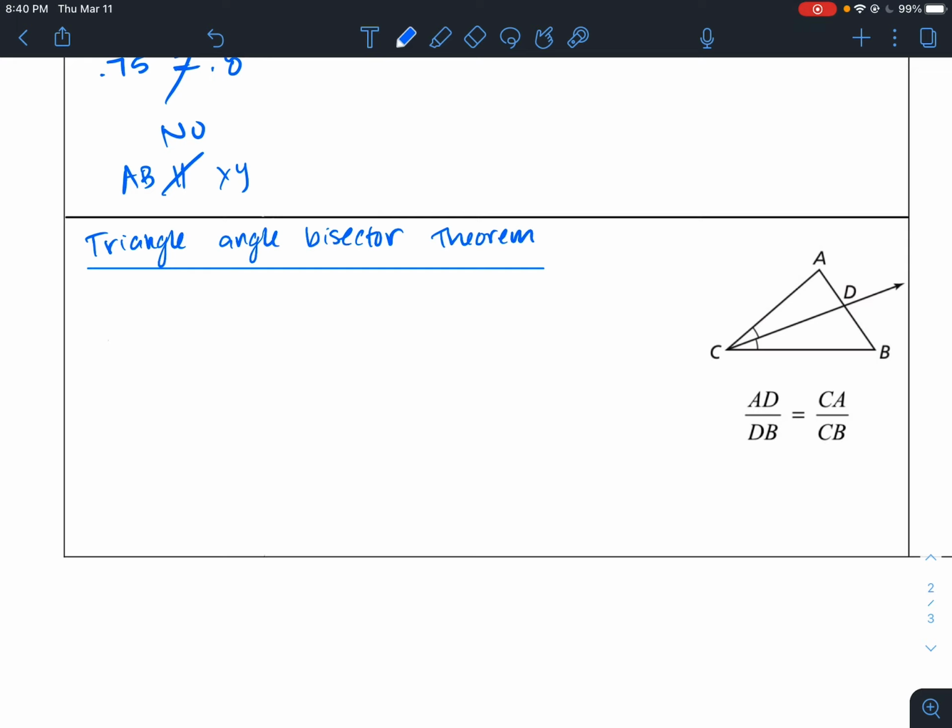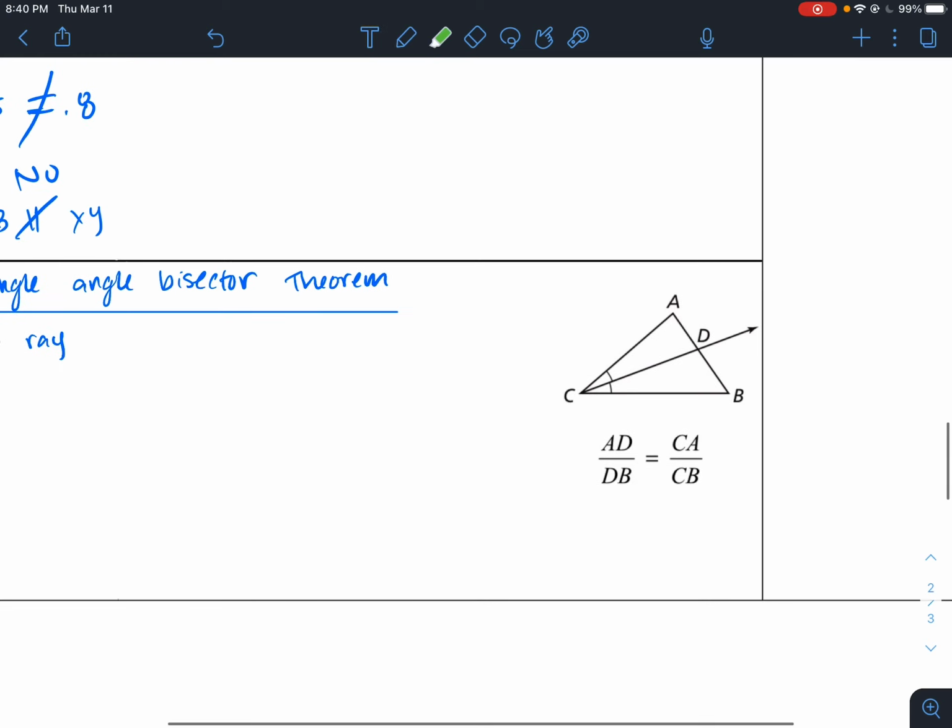Okay, so the triangle angle bisector theorem states that if a ray, now a ray, in this case we're talking about CD. So a ray is like you could say is a continuous line. So you see how it has the arrow pointing at the end? That's saying that it's a ray.